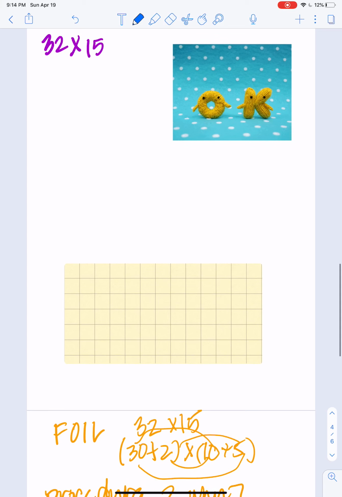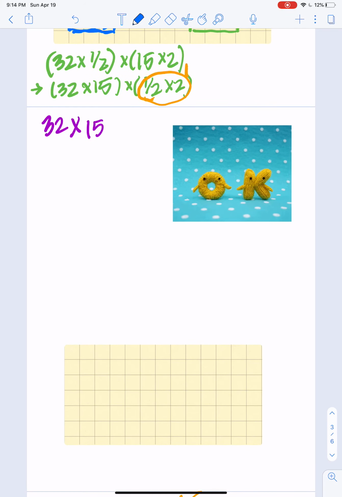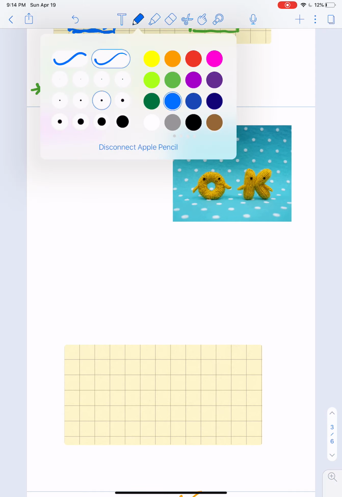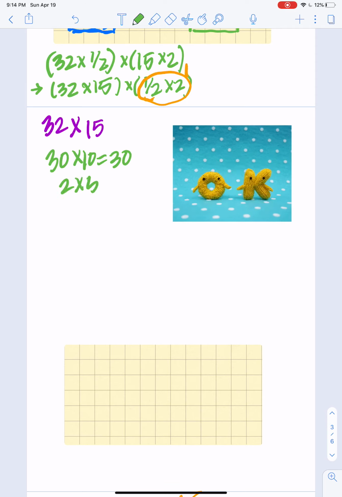Okay, now let's talk about a strategy that I haven't talked about yet, which is, sometimes when students see this, what they'll first do is they'll do 30 times 10 and get 300, and then 2 times 5 and get 10, and they'll add this up and they'll get 310, which, since our previous two answers were 480, we can assume this is an incorrect answer. But why is it incorrect?